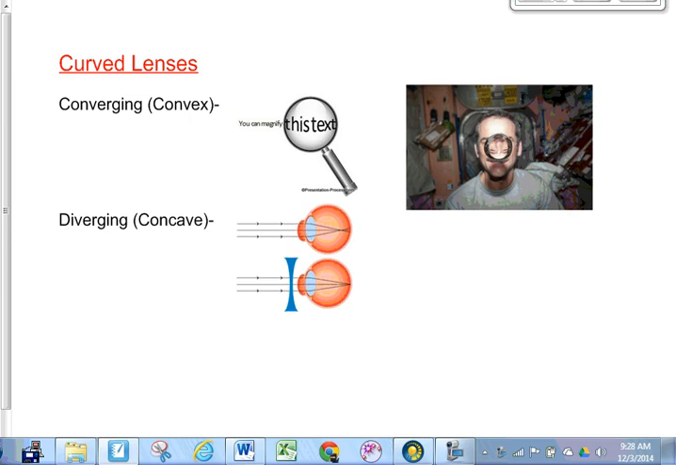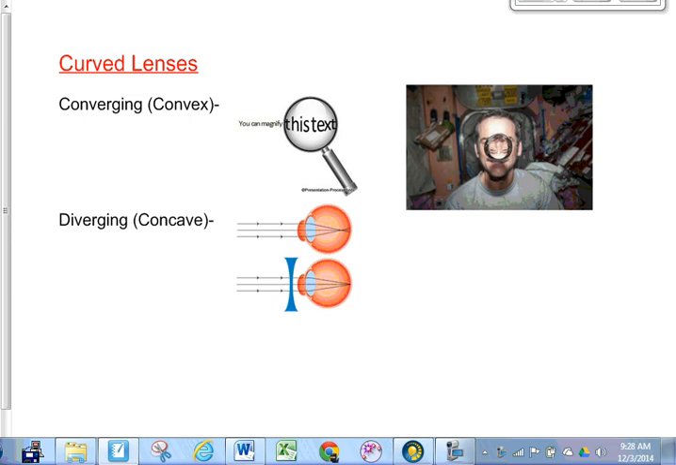Yesterday, we extended the idea of refraction, the idea of the bending of light due to a change in medium, to the concept of lenses, curved lenses specifically. Curved lenses bend light, and they do it in a very purposeful way so that we can see a certain image, an image that we want to see.